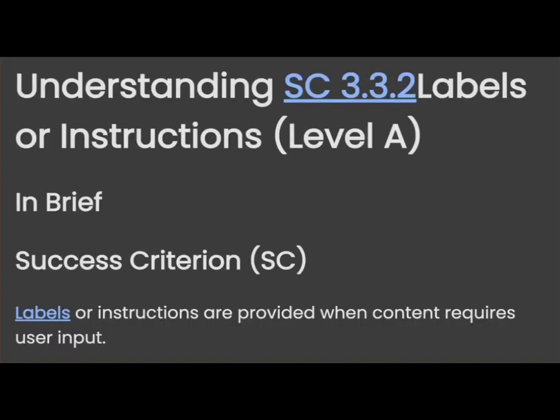Moving on to the other success criteria, this is 3.3.2, labels or instructions, which is a level A criteria. That's very simple: all labels and instructions are provided when content requires user input. So you have any forms or any kind of content that require user input, labels or instructions are provided when that is the case. Okay.